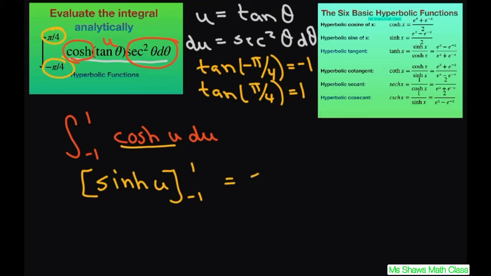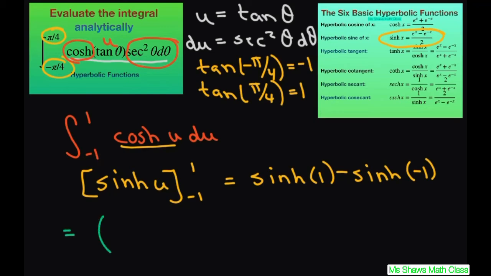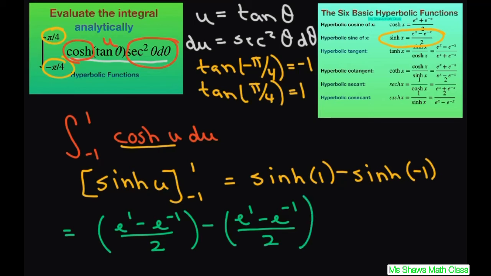So this is going to be hyperbolic sine of 1 minus hyperbolic sine of negative 1. And what we're going to use is this formula here. So this is going to give me equals e to the first power minus e to the negative 1 power divided by 2, minus e to the negative first power minus e to the first power divided by 2. And this is negative 1, this is going to be plus 1, sorry. So that's when we plug in our negative 1.